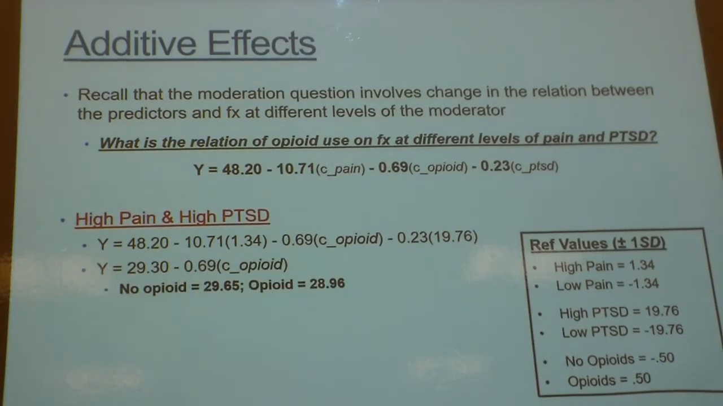And so for people without opiates, it's going to be negative 0.5. For people with opiates, 0.5. This is what we get. What's the difference between that number and that number, Sam? No opioid is higher than. Okay. Well, what's the difference between these two numbers?